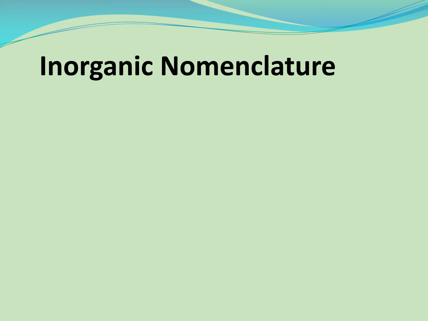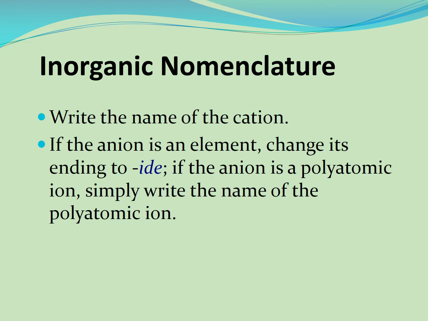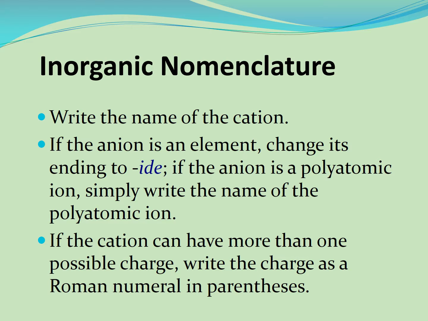So our rules then for inorganic nomenclature: first, write the name of the cation. Then, if the anion is an element, change its ending to -ide. If the anion is a polyatomic ion, you simply write the name of the polyatomic ion. And we'll talk about polyatomic ions in the next section. If the cation can have more than one possible charge, write the charge as a Roman numeral in parentheses. We'll talk more about that later on as well.